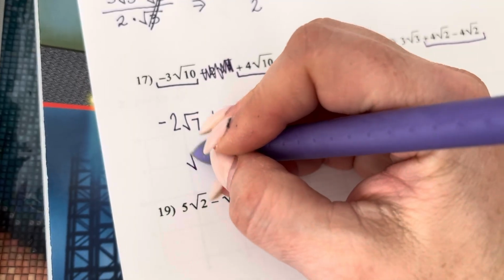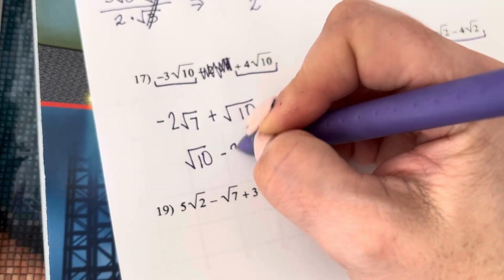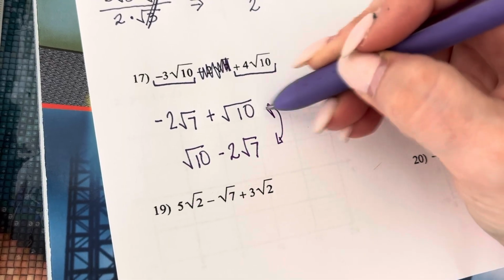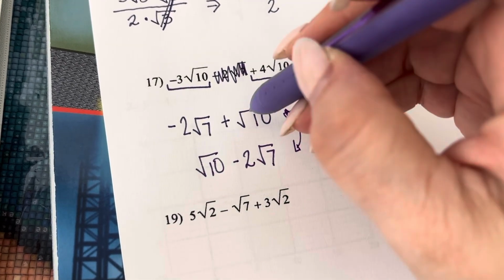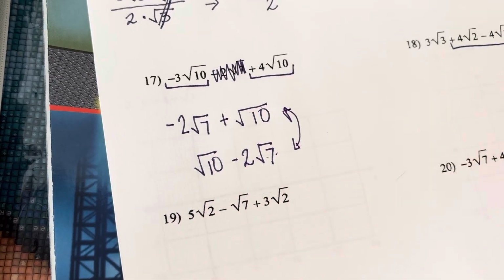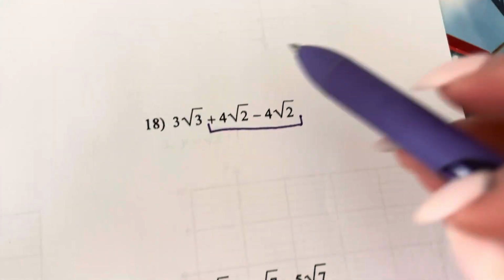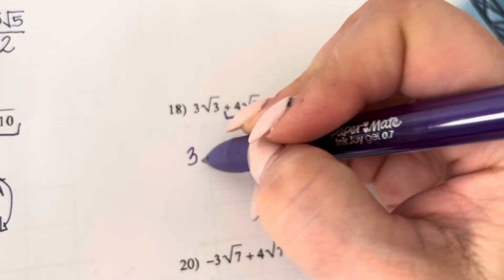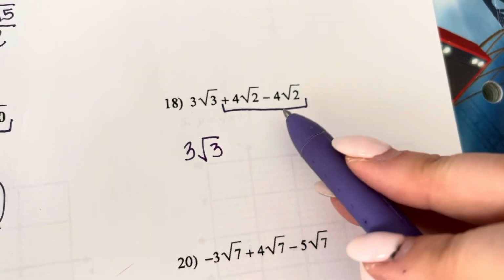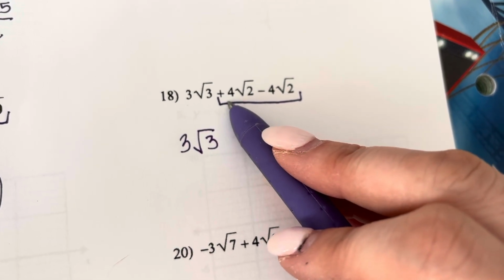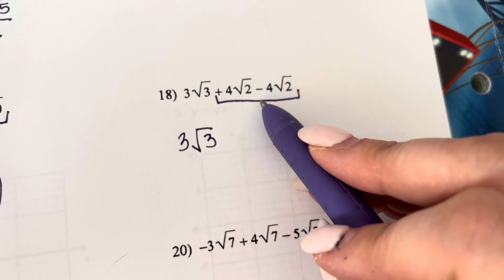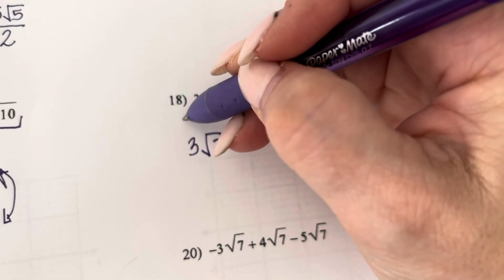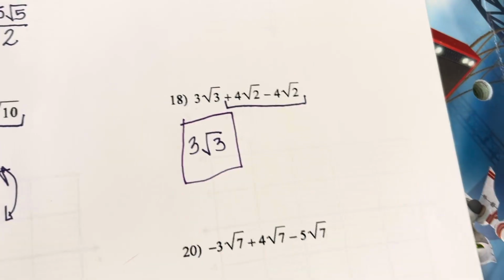If you wanted to write it this way, these two things, they mean the same thing. Both of these answers are correct. If I come here, there's nothing to combine with this 3, so it's going to stay there. +4 times the square root of 2 minus 4 times the square root of 2 is 0. Therefore, this is my answer.